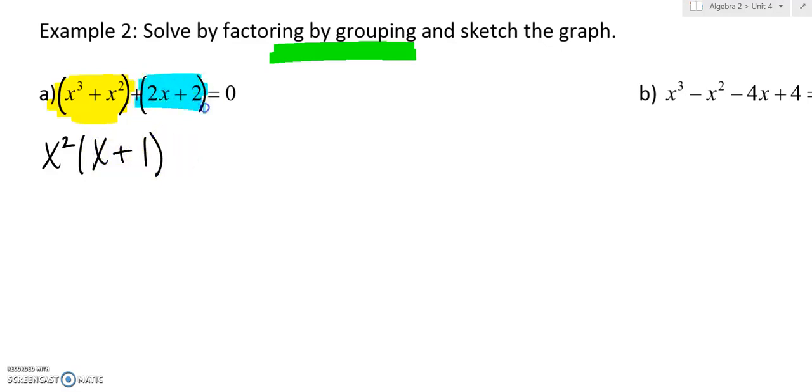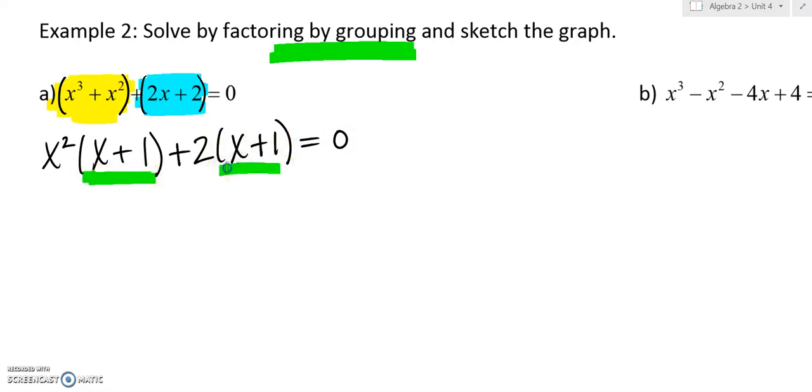Out of my blue piece, take out your GCF. I can take out a 2. I'm going to be left with x plus 1 on the inside. Right now, what needs to happen is these yellow pieces that I just underlined have to match. If they don't match, then you need to go back and fix your problem.